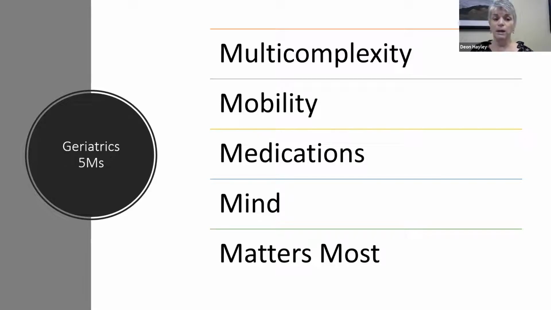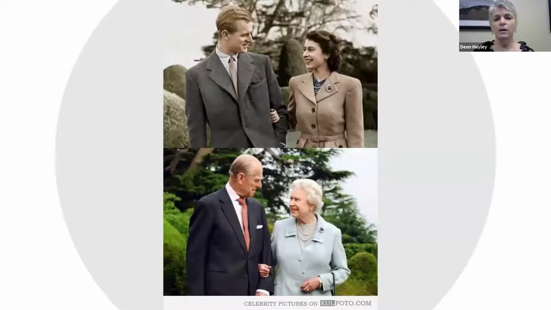We focus on mobility, medications. There are special issues about medications as you grow older. Mind, so that has to do with memory and mood, and what matters most. And so those are things like quality of life issues. So I've told you a little bit about geriatrics. Let's talk about what happens normally with aging.